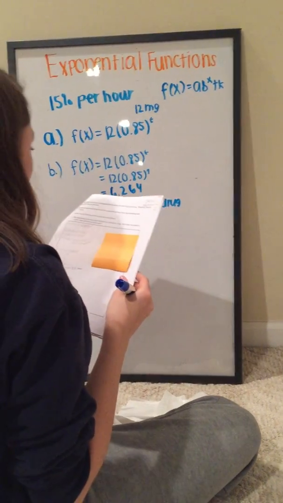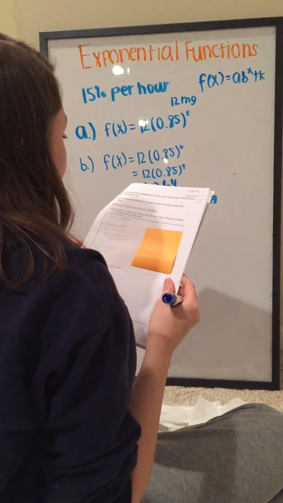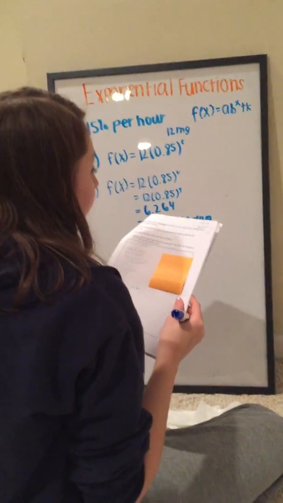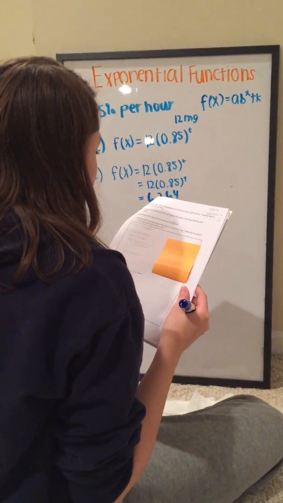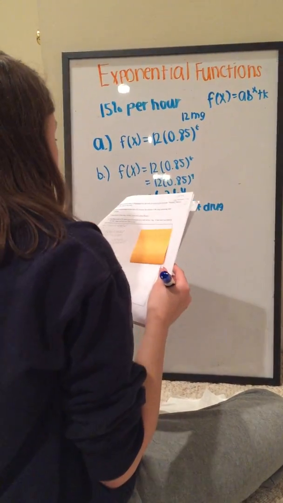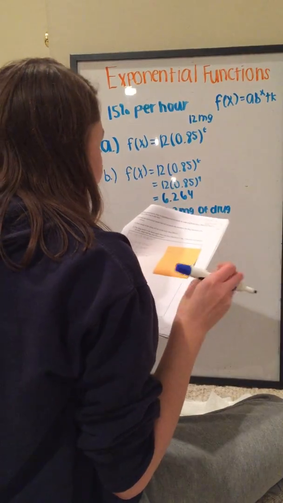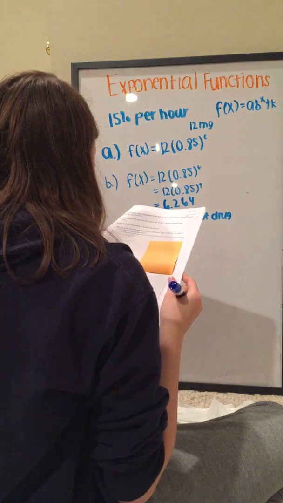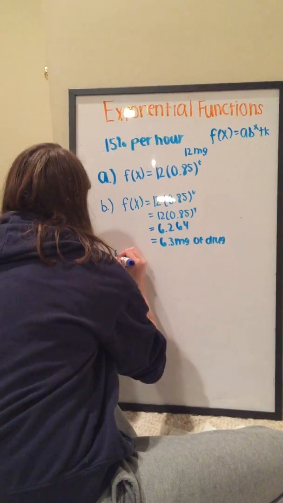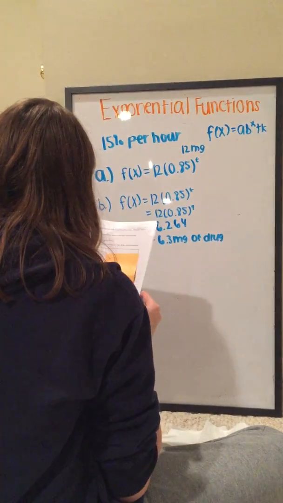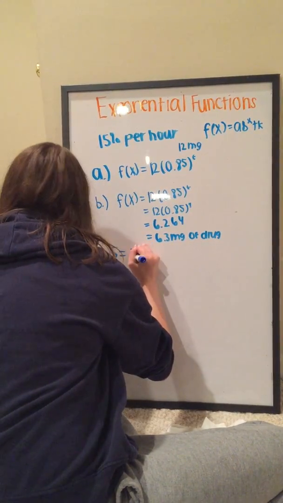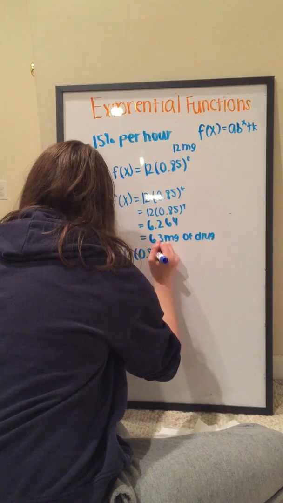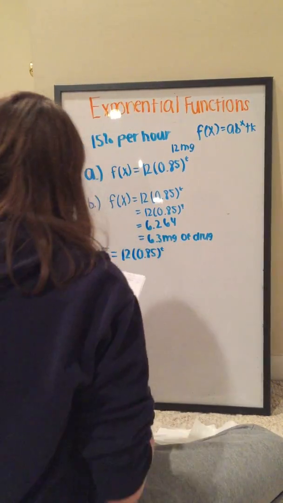And then the third part of the problem is the drug needs to be taken again when the level falls below 5 mg. If this dose was taken at 10 a.m., when will the next dose occur? So it falls below 5 mg, so that means that we can put 5 as equal to 12 times 0.85 to the t.